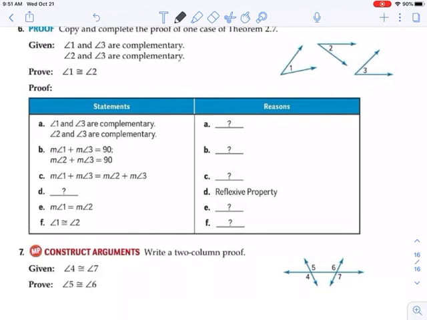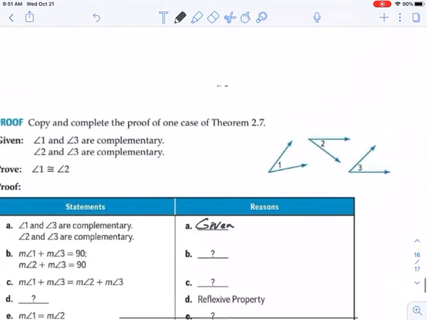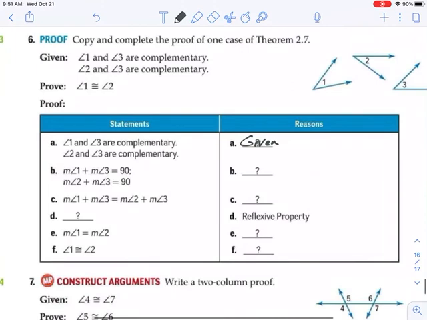Copy and complete the proof. No, we're just going to fill in the blanks. I'm not going to look at anything because I know what goes in A. A is given. Don't need to look any further than that. Angle 1 and angle 3 are complementary. Angle 2 and angle 3 are complementary.